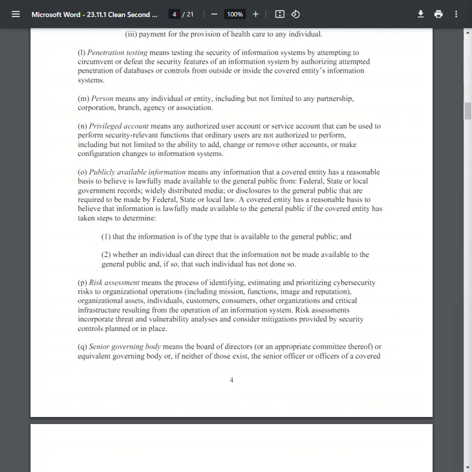And then we have publicly available information. And that means that they are public information. You are going to see that defined in your data related policy as well.